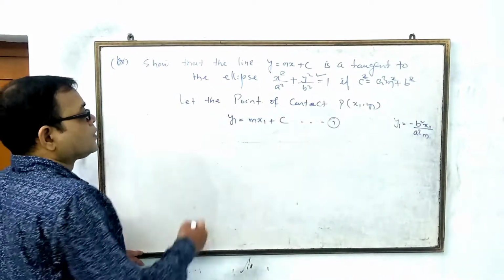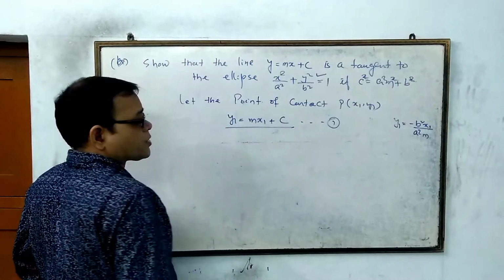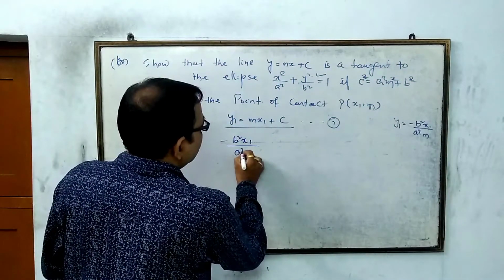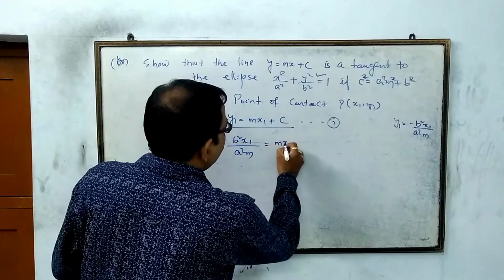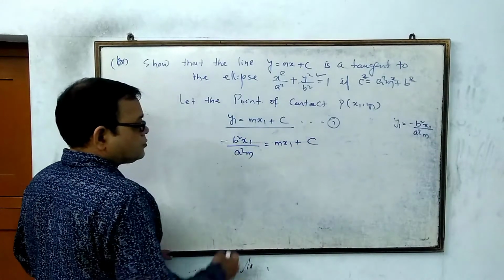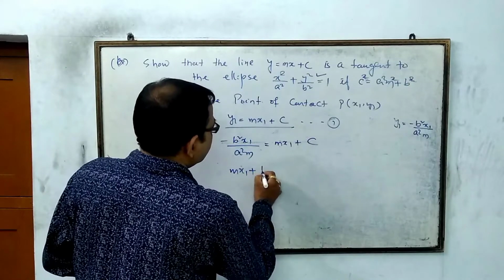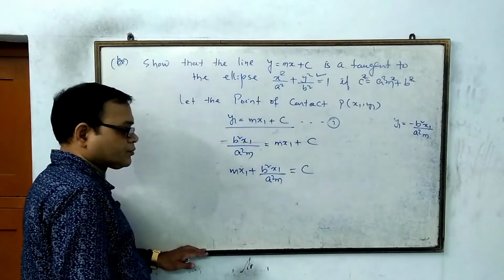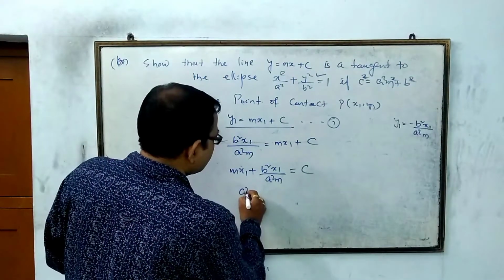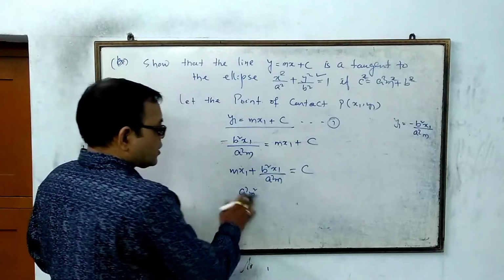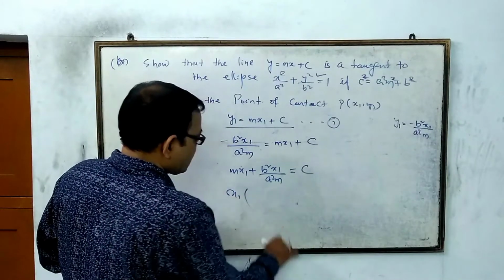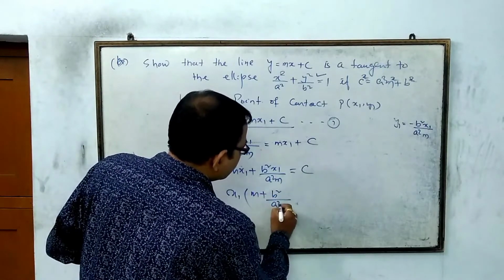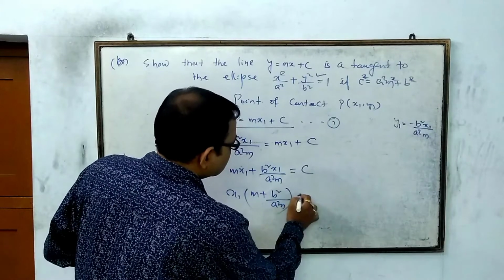Then we can replace the value of y1 in equation 1. So what would happen? −b²x1/(a²m) = mx1 + c. So mx1 + b²x1/(a²m) = −c, up to sign. Now you can see x1 will be taken common: x1(m + b²/(a²m)) = c.